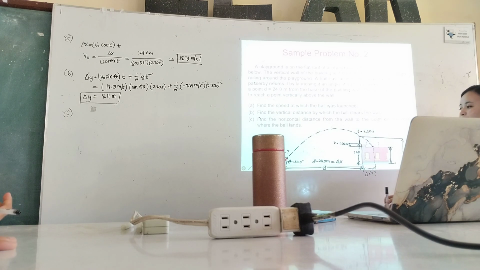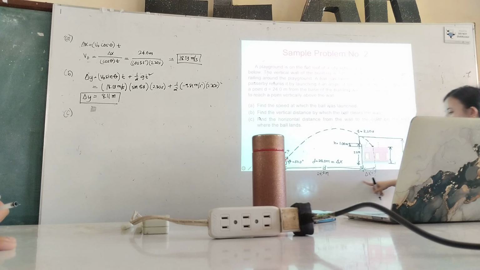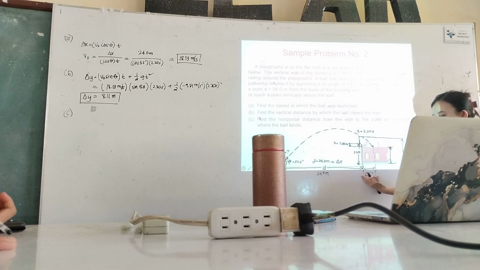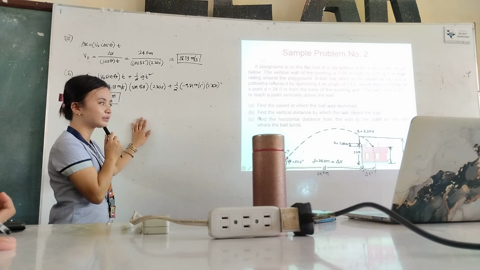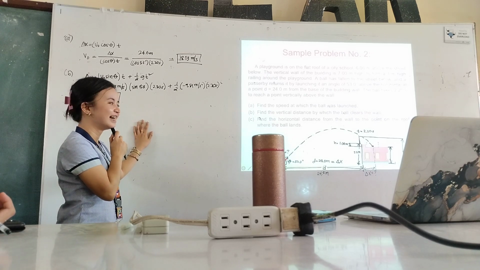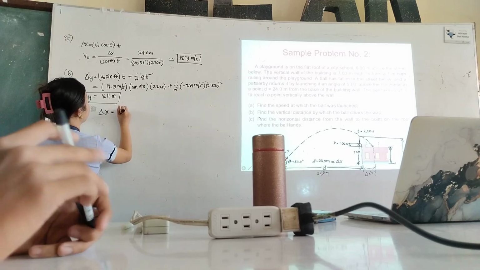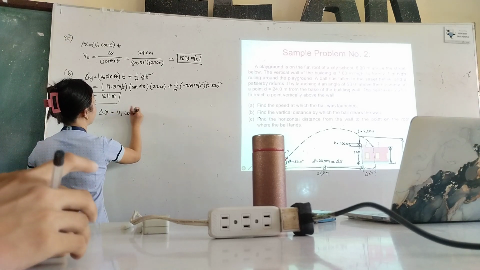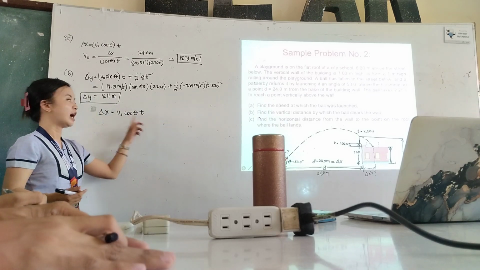Already 24 meters. The answer should be small. So, we use what formula? Delta x. Delta x is equal to... Correct. What is delta x?